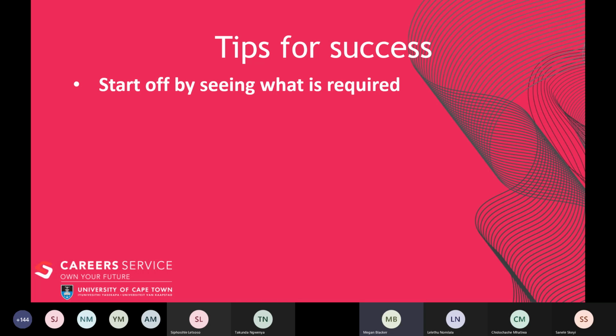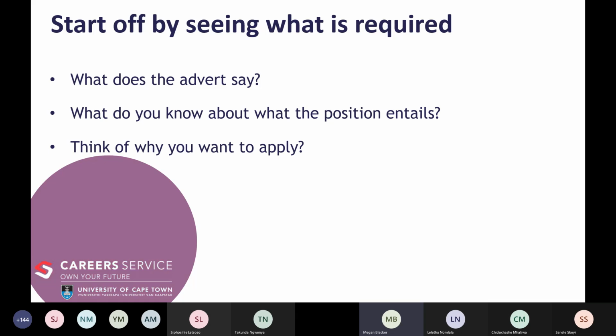So what about tips for success? Obviously, start off by seeing what is required. Really, really important. Read the fine print, okay? What does the advert say? What are the details on Vula? What does it say? Follow those instructions really carefully. Watch out for closing dates, okay?